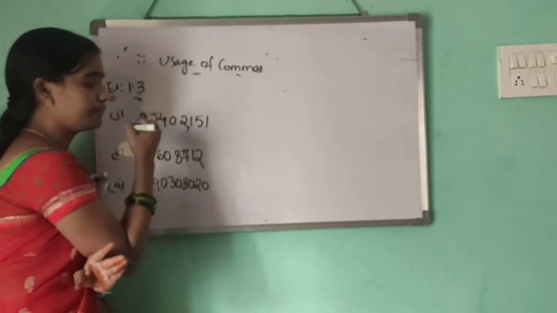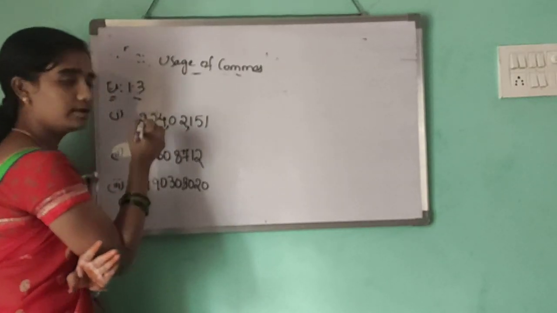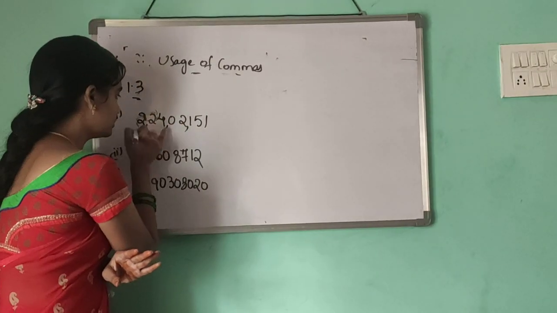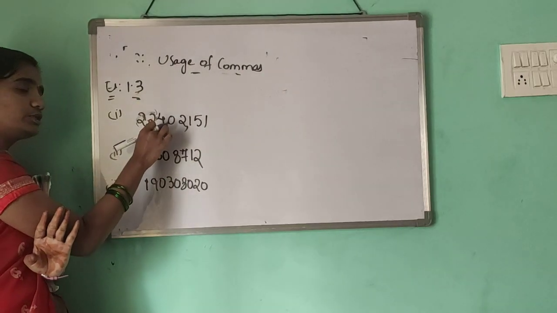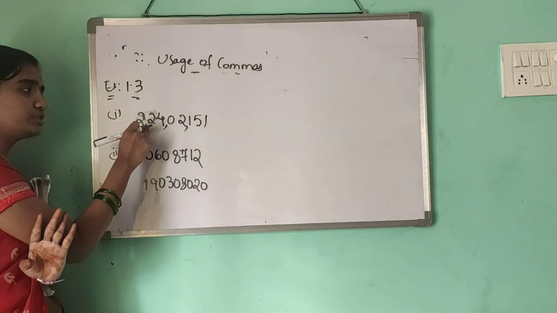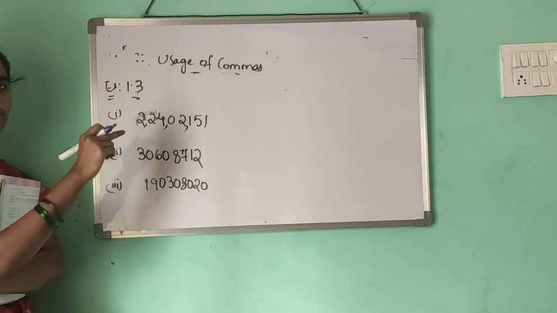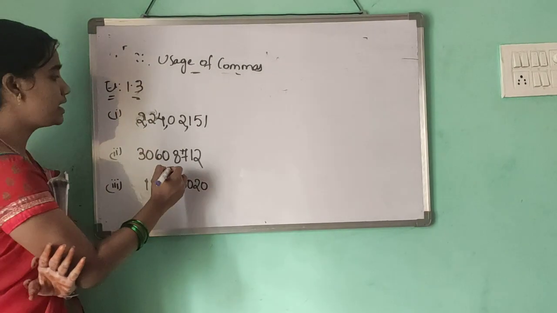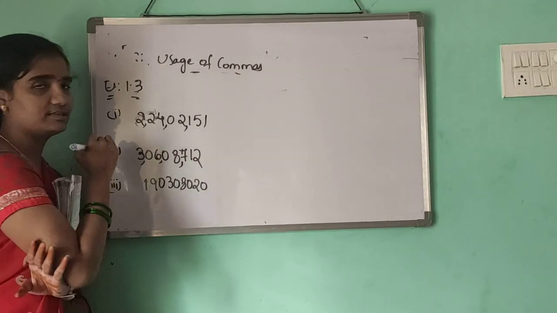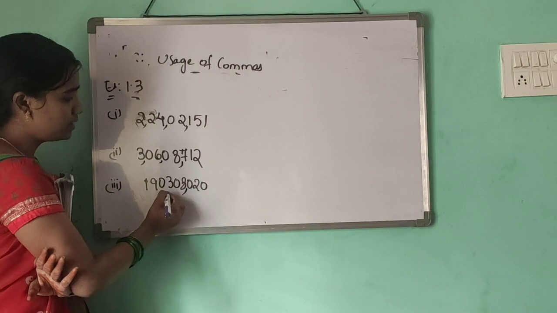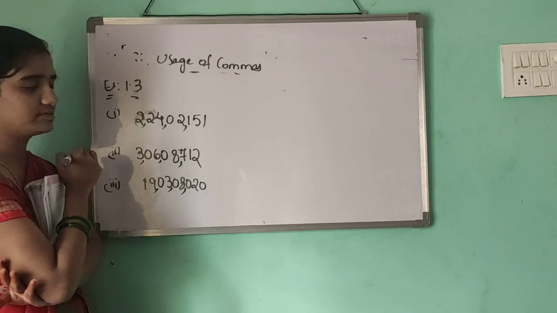Hundreds place means here. Then we move the next 2 digits, the thousands place, here. Next, the 10,000 place. You have to put the commas after the first 3 digits, after 2 digits at the 10,000 place, and after 2 digits at the 10 lakhs place. This is the Indian numeral system. Here also it is the same: first 3 digits, next 10,000 place, next 10 lakhs place.